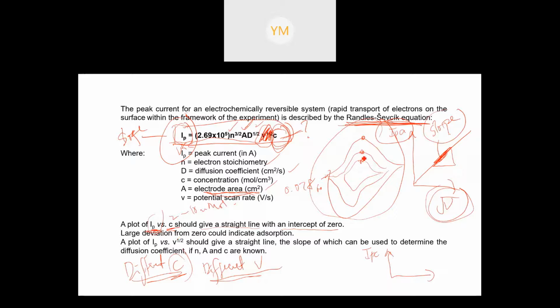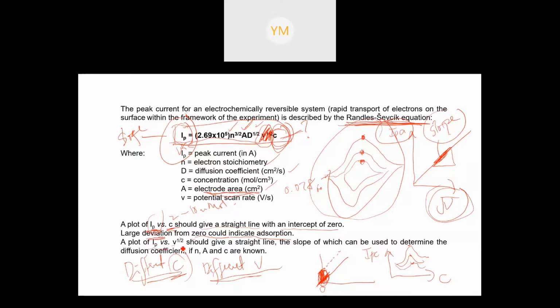The IP is this one, the increase of current. You should plot this, so you will get different sets of IP, IPA or IPC. So you will plot IP versus C, and you should get a straight line. If there is large deviation from zero, and it starts here, so this is not intercept at zero but here, this deviation can be assumed as absorption. The species absorb on the working electrode.